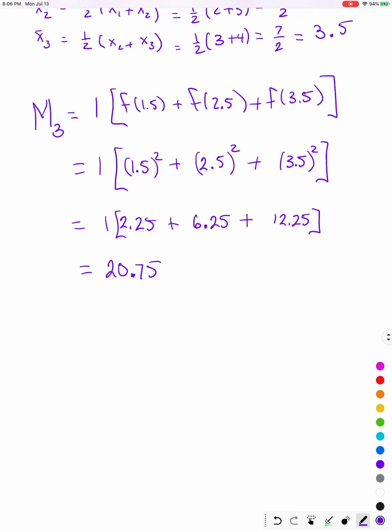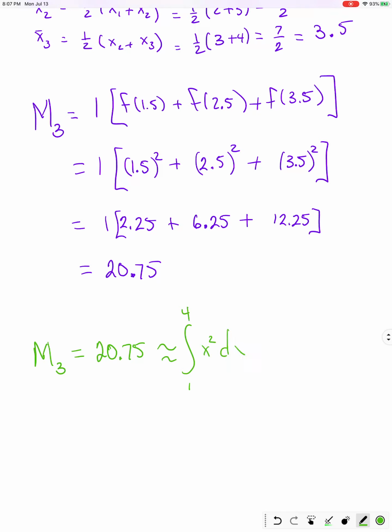So the way I would write this then is my M3, the midpoint rule with 3 subintervals, is equal to 20.75, which is an approximation of the integral from 1 to 4 of x squared dx.